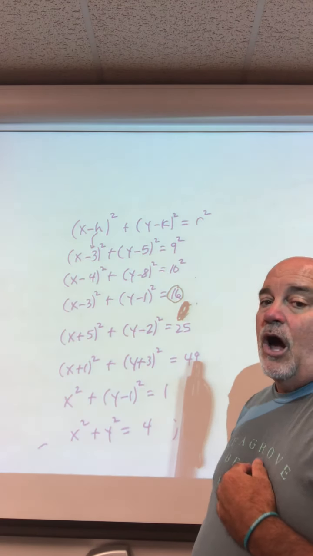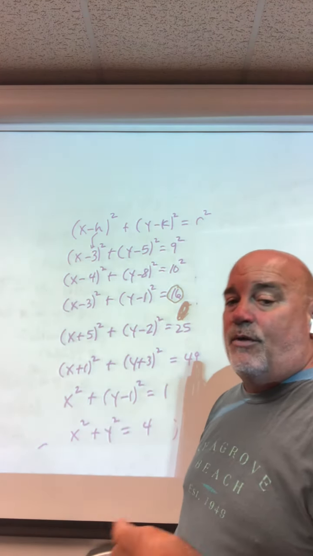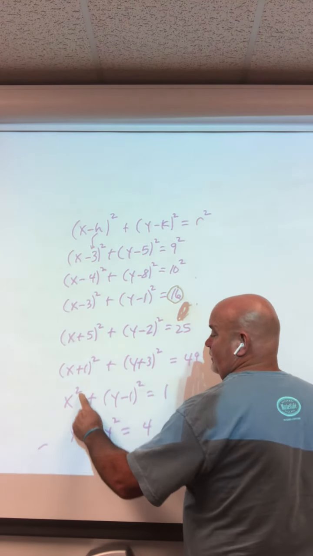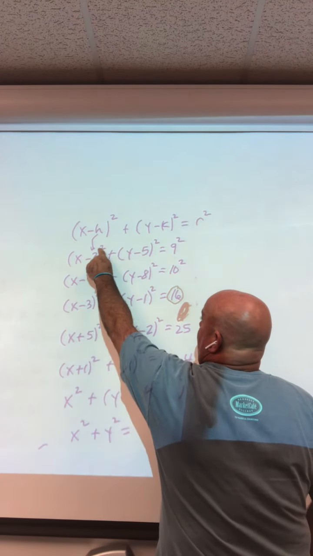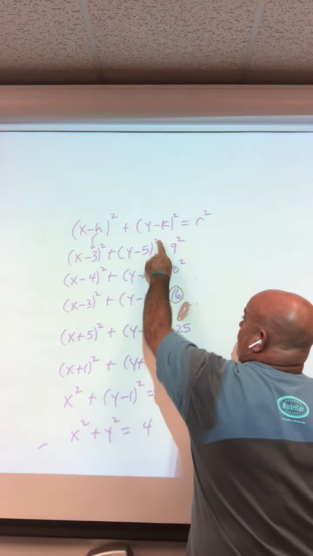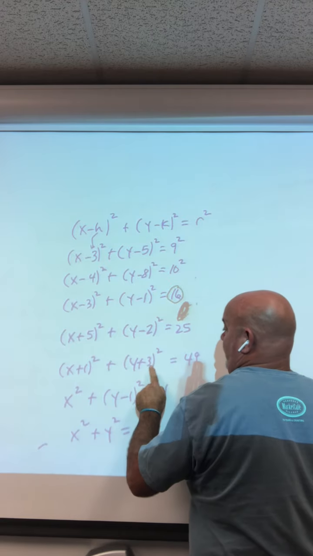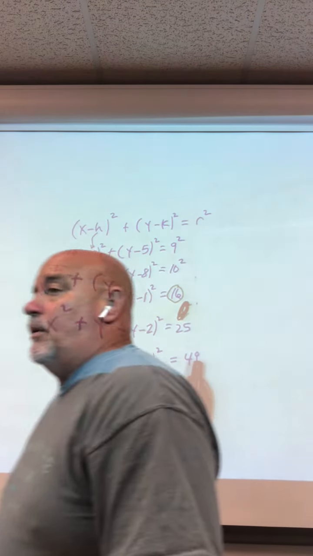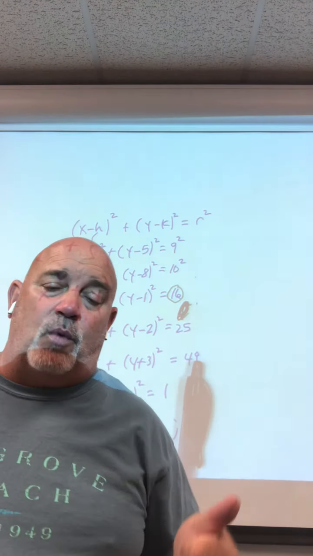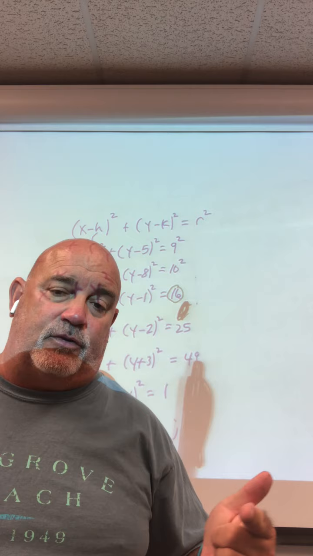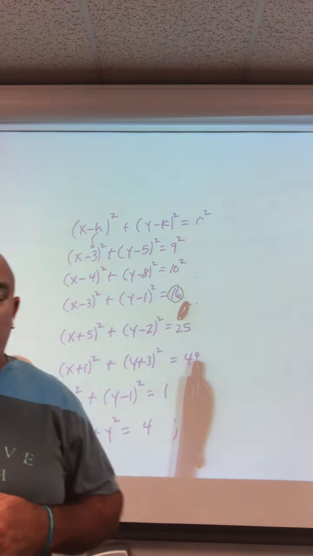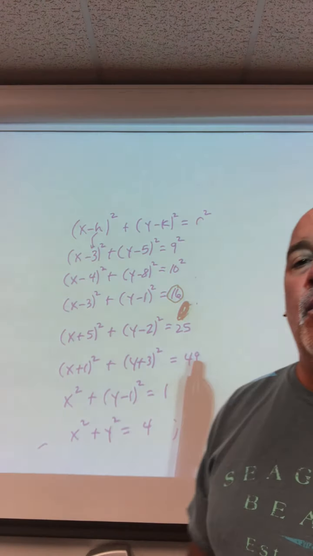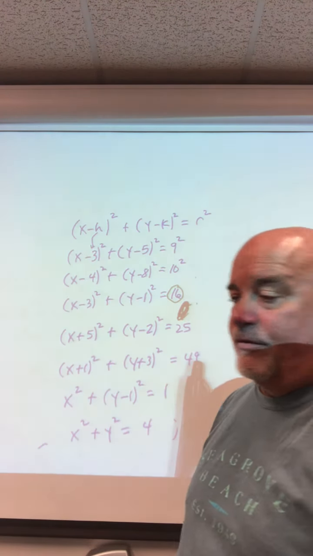Next question. Are all of the x's and all of the y's squared? Yes. So in every one of these problems, you have an x squared and a y squared term and you have an equal sign. So every one of these problems is what we call center radius form of the circle.